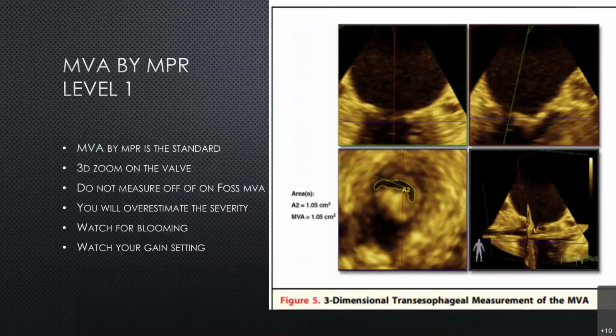Okay, so now you've got your gradient, and now you have to assess further what the valve area is. Level 1 recommendation is for mitral valve area by planimetry. And how you do it is important. As I said earlier, if you're doing it on 4D, you don't know where you are. And especially in 3D, there's a lot of blooming artifact around if there's any calcification.